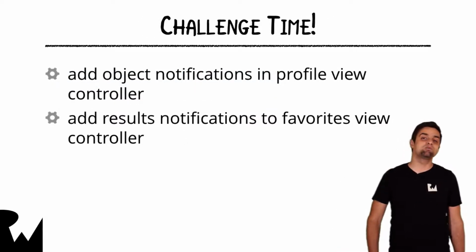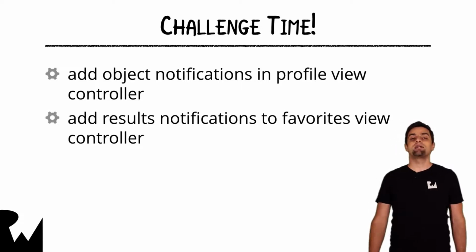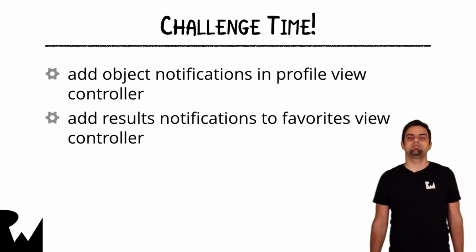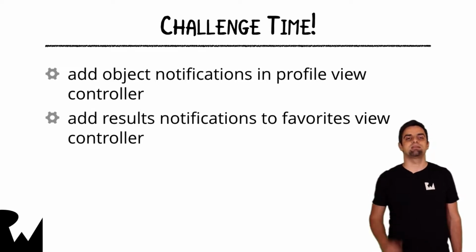And now, as always, we have a challenge for you. Your challenge for this video is to first add single object notifications to your profile view controller, and then move on to the favorites view controller and add results notifications to that controller as well.